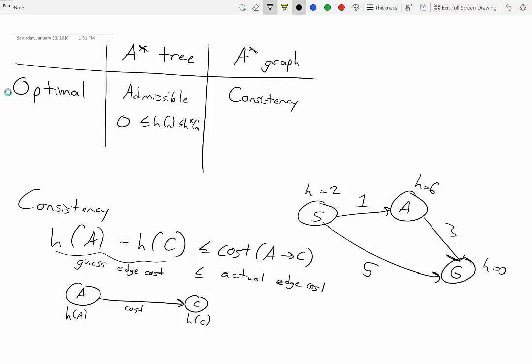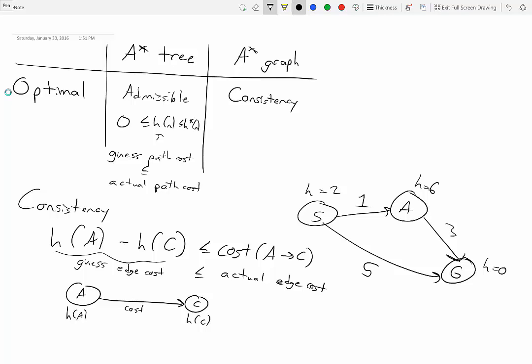So now we can see that this is similar to admissibility. Admissibility, if you look at it right here, is my guess for the path cost to the goal is less than or equal to the actual path cost. While consistency is saying my guess for all the edge costs are less than or equal to the actual edge costs. So we can see that this is stronger.